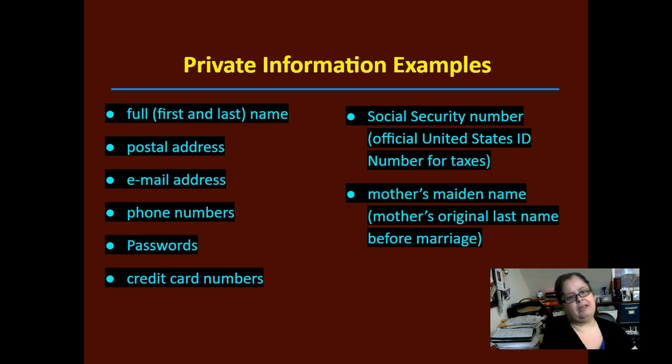So examples of private information include your full name. That means your first, middle, last name, and suffix, like if you're Brian J. Jones III, don't tell people that. They don't need to know it. They just know you're Brian, okay? Postal address, that's where you live, your street address. If people know your address, they could find a lot more information about you. And we're going to talk about that later. But don't give your address out to people who don't need to know it.